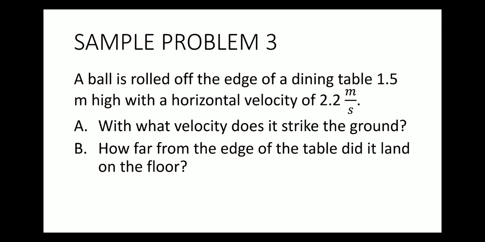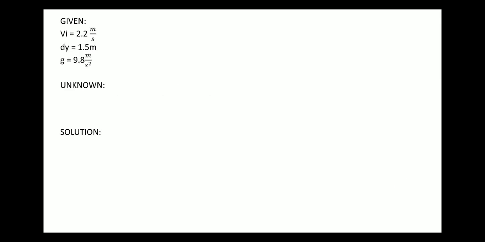Okay, so in this case, we have two unknowns. For letter A, the velocity when it strikes the ground, so it's the vf. And then letter B is the dx. So how far? It's the dx. So given, we have vi is equal to 2.2 meters per second, dy is 1.5 meters, and g is equal to 9.8 meters per second squared. So we have two unknowns, the vf and the dx.